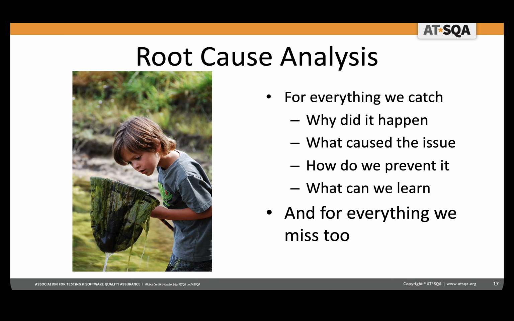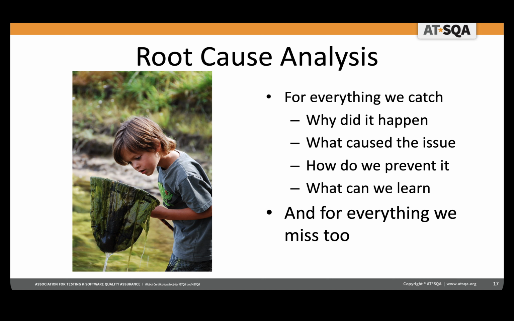And then my current favorite, root cause analysis. So for everything we catch, we need to understand, why did this happen in the first place? What caused the issue to occur? How do we prevent it? How do we make sure it doesn't happen in the future? And then what can we learn? What can we do better?